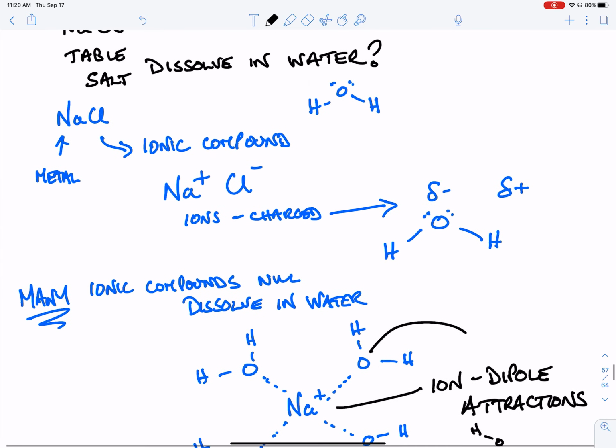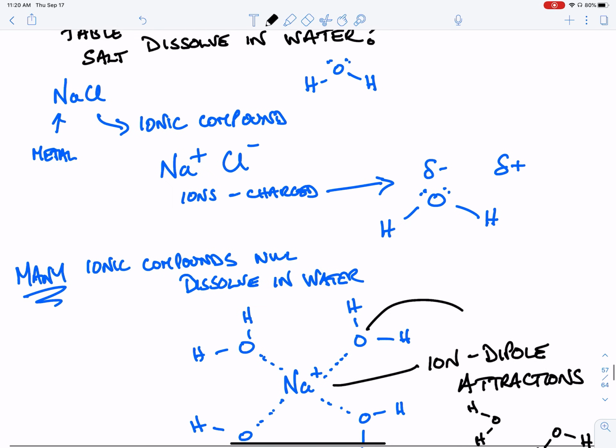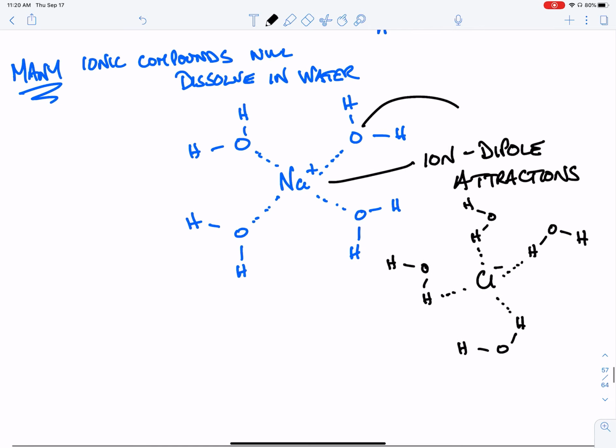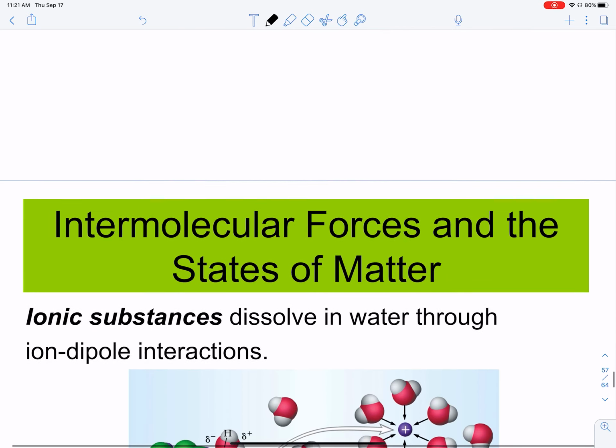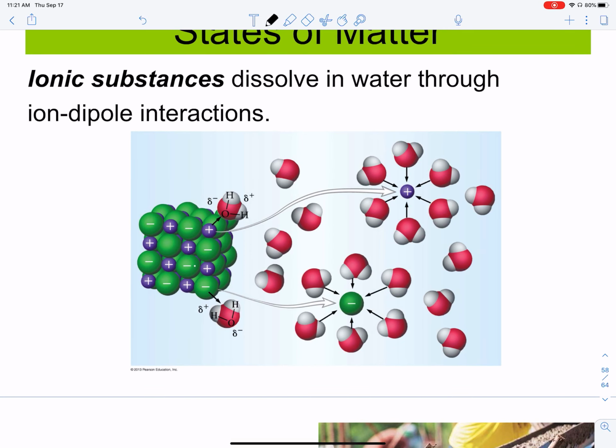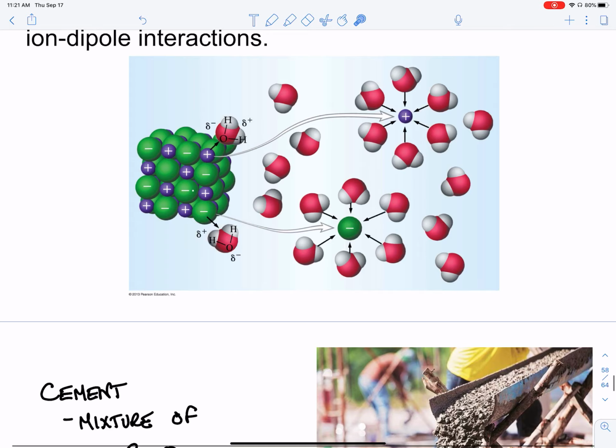So will table salt dissolve in water? Well, because it's an ionic compound, and many ionic compounds will dissolve in water, and they'll dissolve by ion dipole attractions. And this is what ion dipole attractions look like. A positive in the middle attracted to the negative oxygen of the water, or if it's the negative ion, it's going to be attracted to the hydrogens, the positive end of the water. And so ionic substances will dissolve in water through ion dipole attractions.